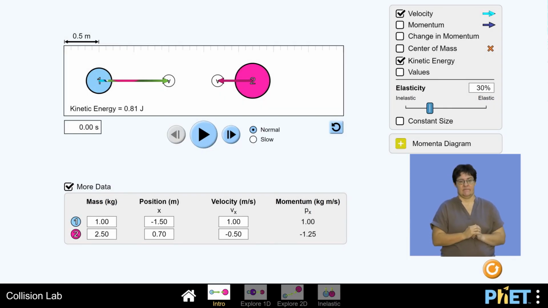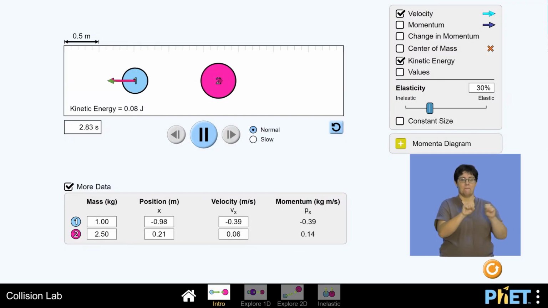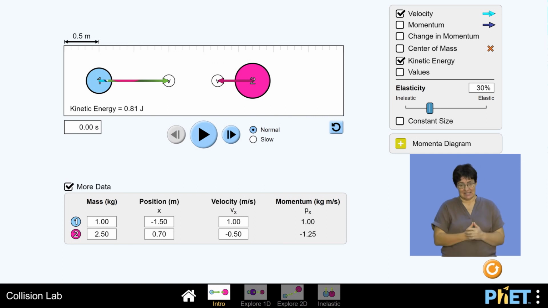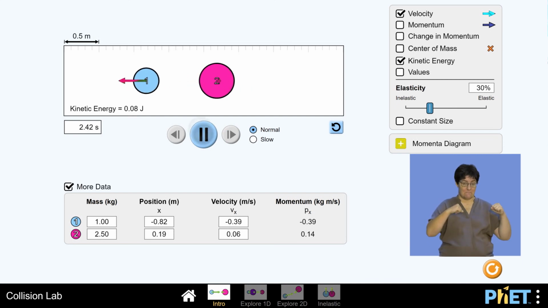Okay, let's see if it bounces. We got 0.81 kilojoules, so here we go. It doesn't matter that it changed direction. But can you see that by changing direction, we had a much bigger loss in kinetic energy? So here, the original was 0.81. When they collide, it now becomes 0.08.